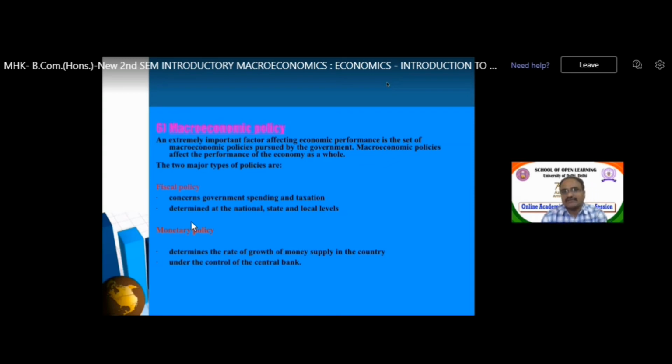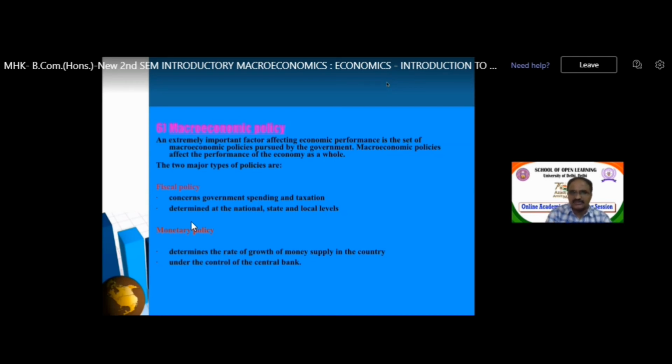Macroeconomic policies affect the performance of the economy as a whole over a long period of time. Of course, in every country, government policies have a major role to play in the performance of the economy as a whole. Generally, in every country, they are using two major policies: one is fiscal policy, another one is monetary policy.